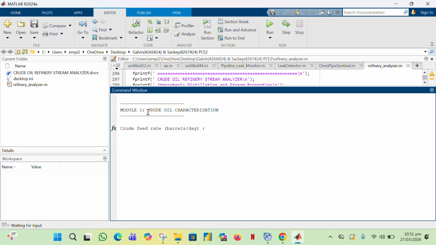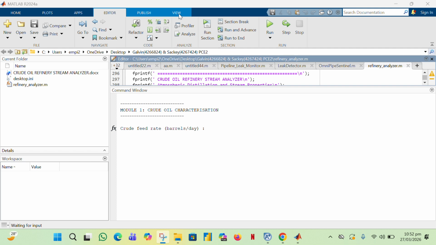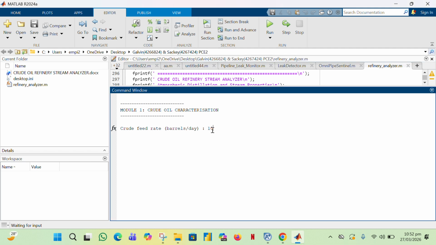So we come below it, enter choice 1 for model 1, and immediately it opens. And here's the title, Crude Oil Characterization. Okay, this is where everything begins. In a real refinery, before you do anything with crude oil, you need to understand what is inside it. That is exactly what this model does. And the first thing it asks for is the crude feed rate in barrels per day. And this is simply how much of the crude oil is flowing into the refinery every day. So I'm going to use 10,000 barrels per day, which is typical for medium-sized refineries. So we are going to go to that part and input 10,000.